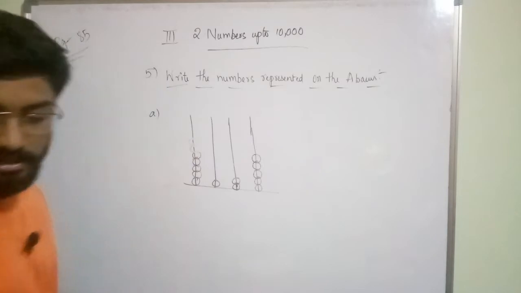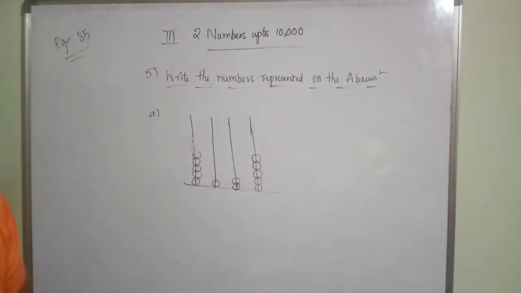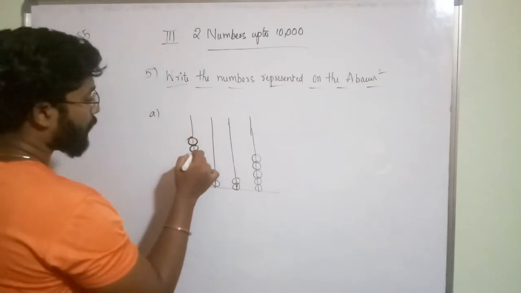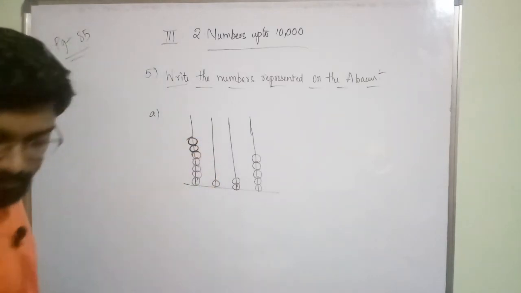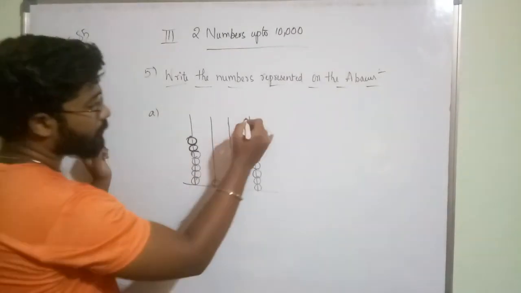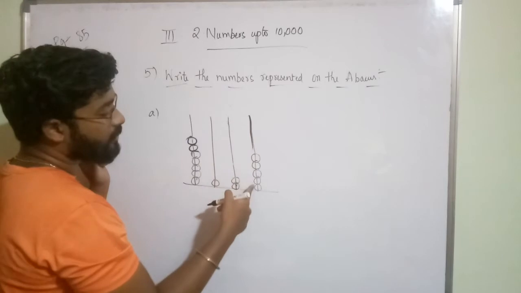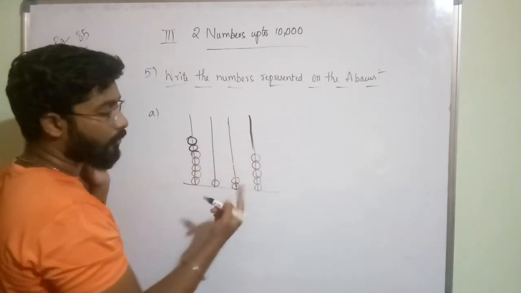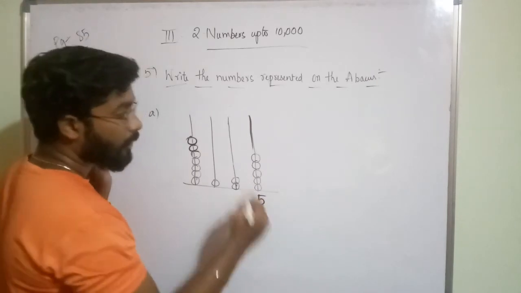Okay, just a minute. Okay, you are having 7 beads here in thousands rod. Yes, 7 only. So how many beads are there in ones rod? 1 2 3 4 5. You have to write 5 below the ones rod.